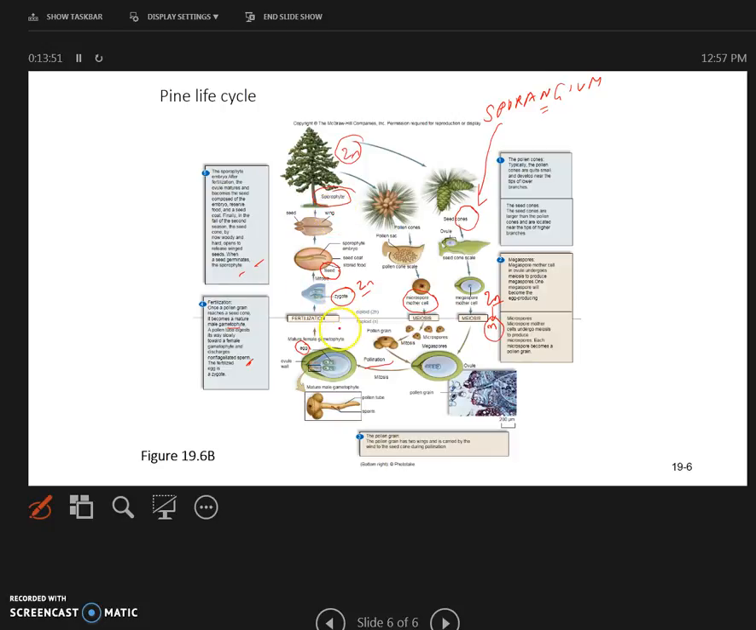And I'm going to continue with the final evolution of the angiosperms in the next presentation.